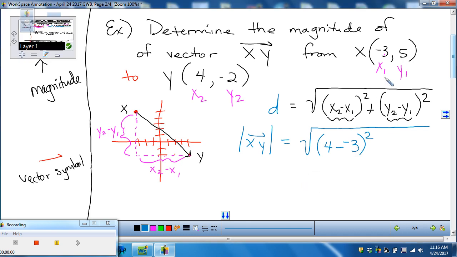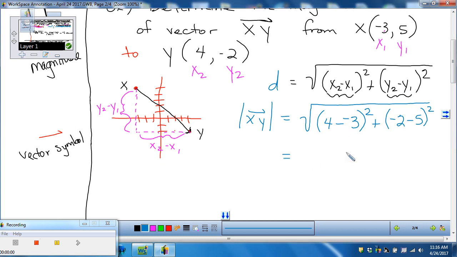Now it does not matter whether this is x1 and this is x2 or vice versa. You could have called this x2 and this x1. That does not matter. Just be consistent. Because this is x2, then the one right next to it is y2. And because this is x1, this is y1. If I switch them, this is x2, y2, this is x1, y1. Now we're going to add to that the subtraction of the y's. Now I take my second y value, -2, and I subtract away my first y value, which is 5. So -2, take away 5, I square that.